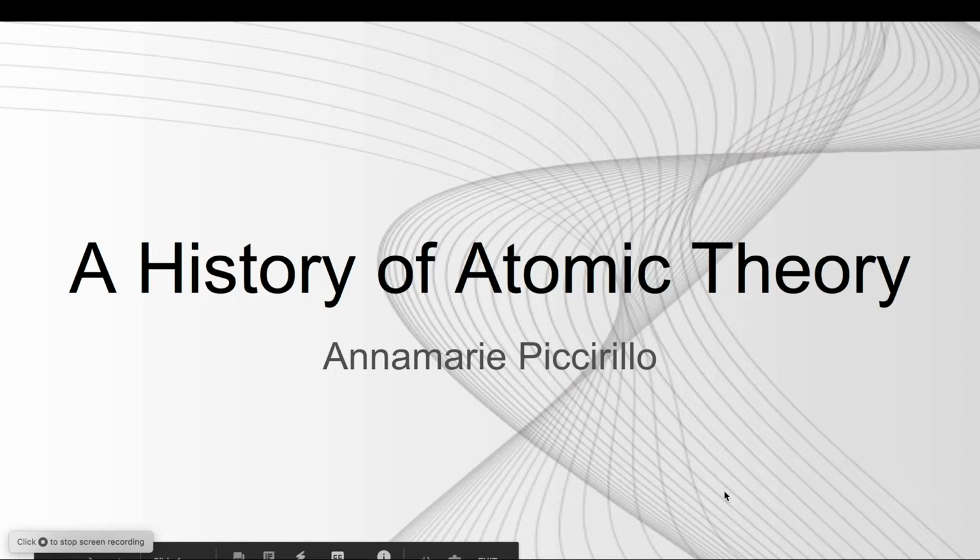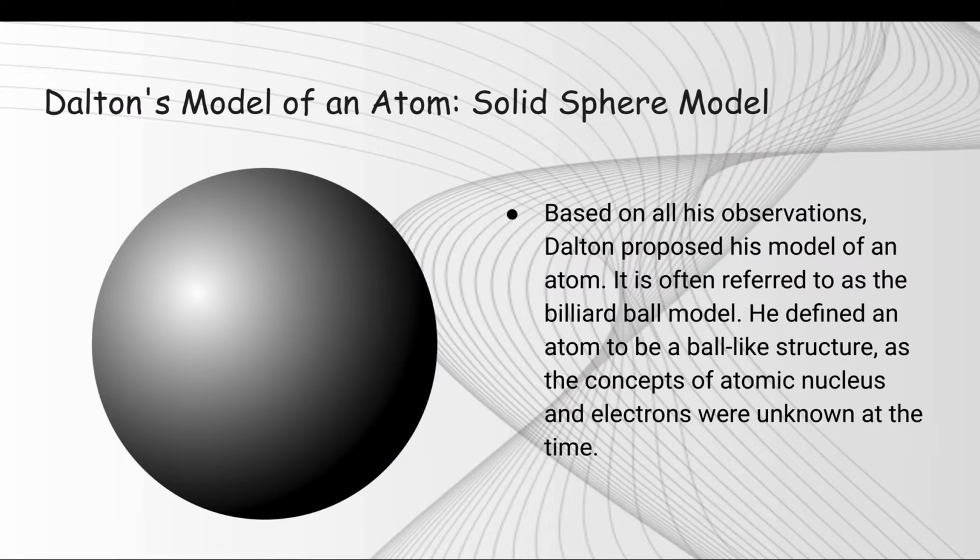We'll be talking about the history of atomic theory. Alright, so it started with Dalton's model of an atom, which is the solid sphere model, and that's when we actually discovered that structures were made of very, very tiny particles, so that was a big step. And based on his observations, he proposed his model of the atom.